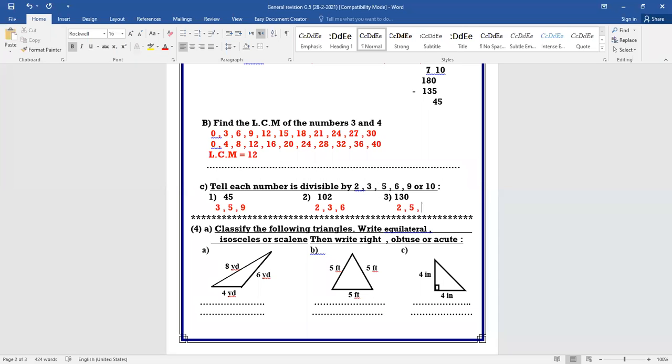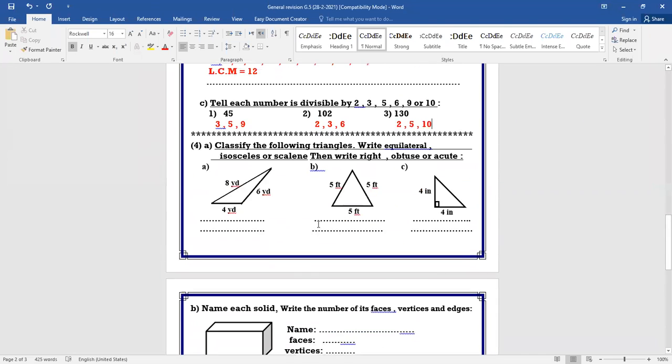Divisible by 9? It's the same idea as 3. We add, and the sum is 4, and 4 is also not divisible by 9. Divisible by 10? Yes, because the last digit is 0. Thank you. Okay, the next.